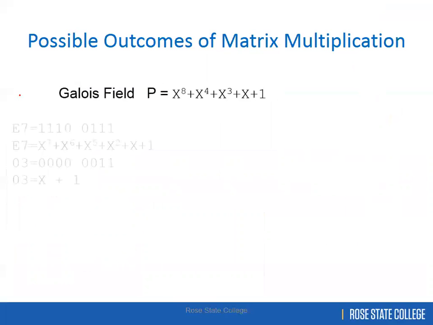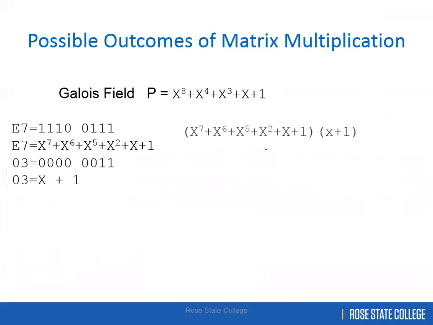Okay. This is what we need. Let's talk about it. So if I took E7 and 0.3, so here's E7 and 0.3. Everybody see that? Everybody okay with it? So if I multiply them, I get E7 and 0.3.